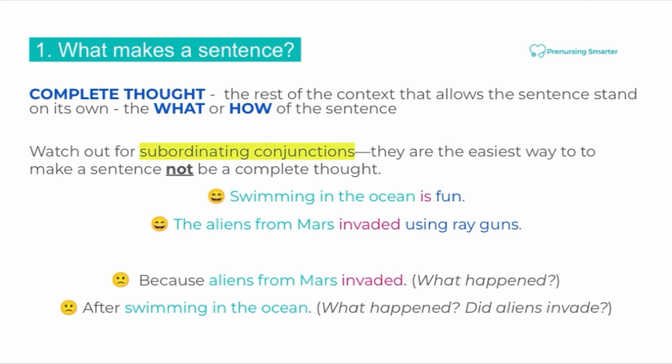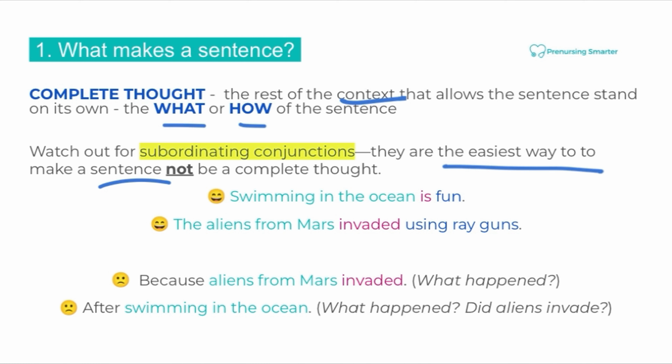So let's talk about the complete thought right now. The complete thought is the rest of the sentence. It's the context that allows the sentence to stand on its own. It's the what or the how of the sentence. The big trick here with complete thought is what's called subordinating conjunctions. They are the easiest way to make a sentence not be a complete thought. Let's look at two examples here.